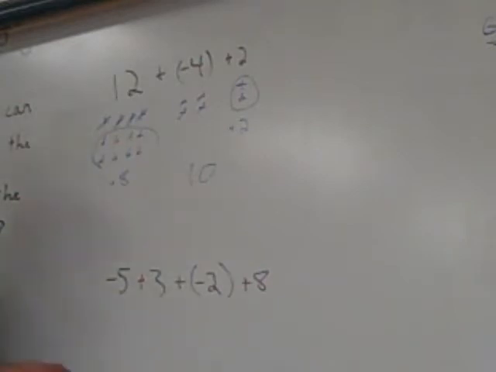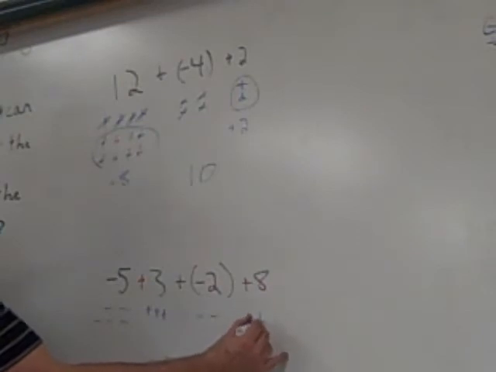Alright, what about this one? It has 4 numbers. Does that change anything? No. Do the same thing. So I can do the same thing. 5 negatives, 3 positives, 2 negatives, and 8 positives.